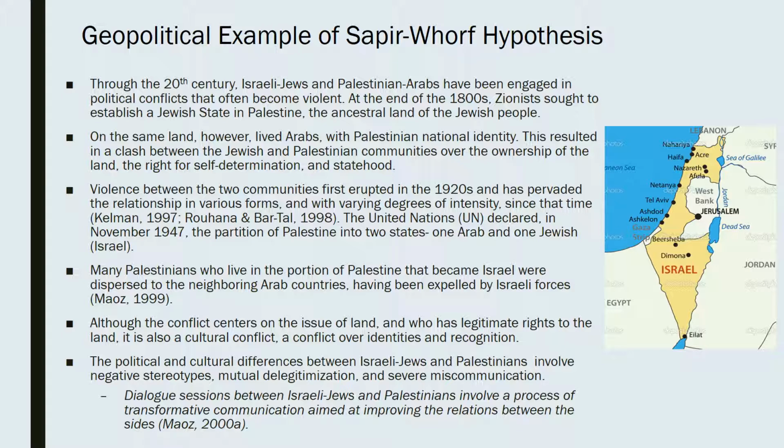This is where Jews who had emigrated to different parts of Europe and Russia wanted to return to so that they would have their place, which historically had belonged to them. However, at the same time, on the same land, the Palestinian Arabs lived, and this resulted in a clash between Jewish and Palestinian communities over the ownership of the land, the right for self-determination, and statehood.